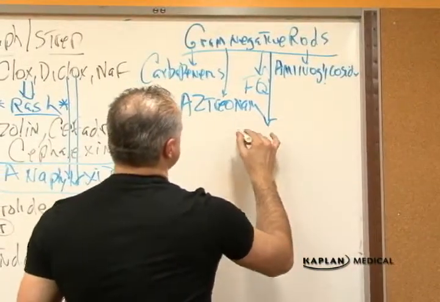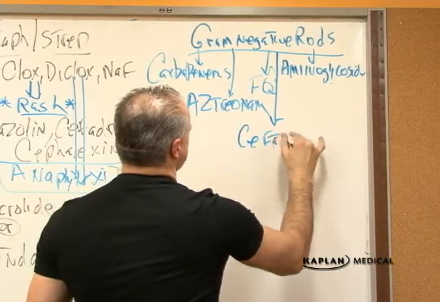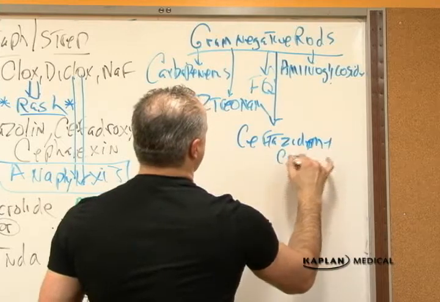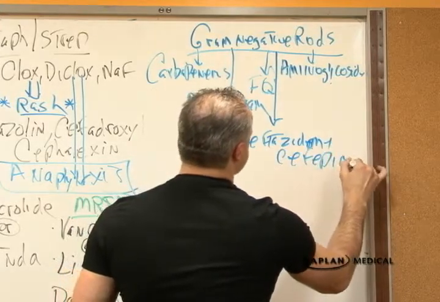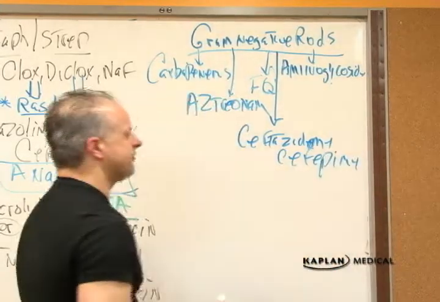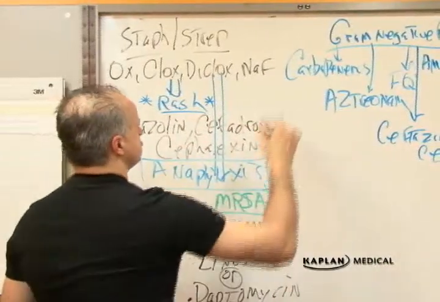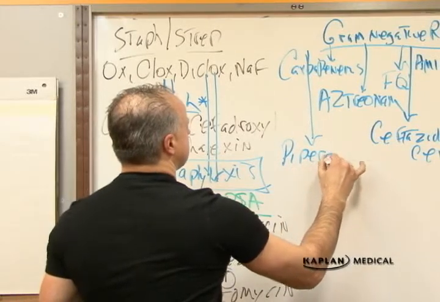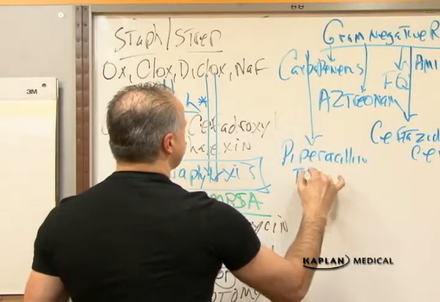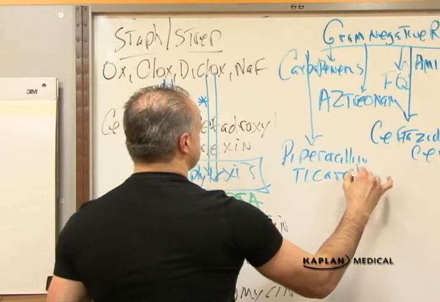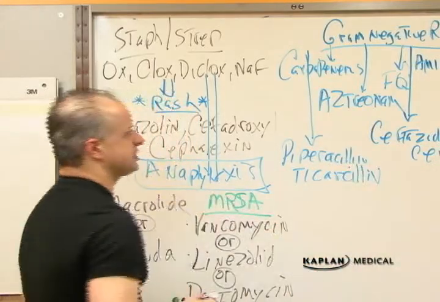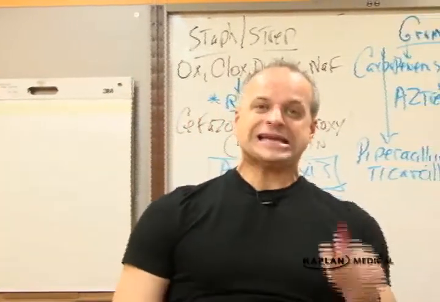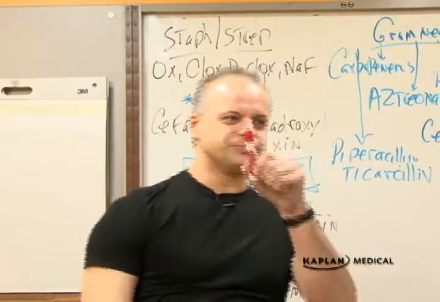You could also use 3rd and 4th generation cephalosporins like ceftazidime or cefepime. And finally, you could use the anti-pseudomonal penicillins: piperacillin, ticarcillin, azlocillin, mezlocillin.